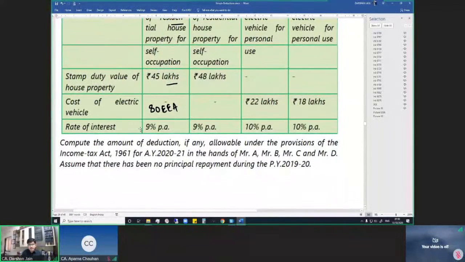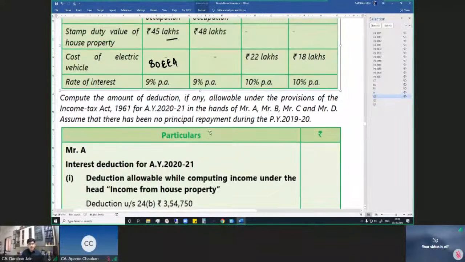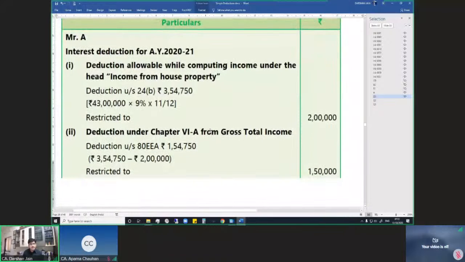The rate of interest is 9% per annum. See what it is asking: compute the amount of deduction, if any, allowable under the provisions of the Income Tax Act. So what he can claim here is deduction under section 24B as well as 80EE, because he seems to satisfy all the conditions. So in case of Mr. A, therefore, deduction would be under section 24B. 43 lakh rupees is the loan amount.